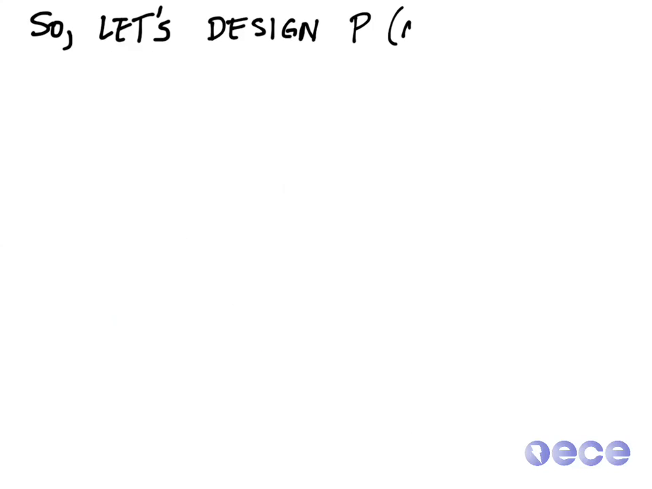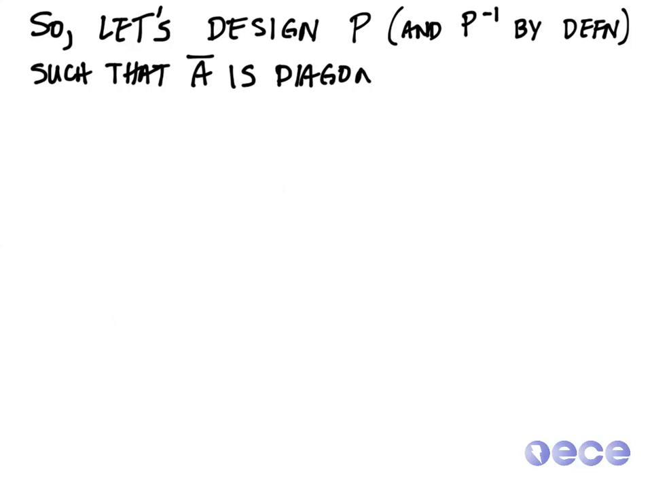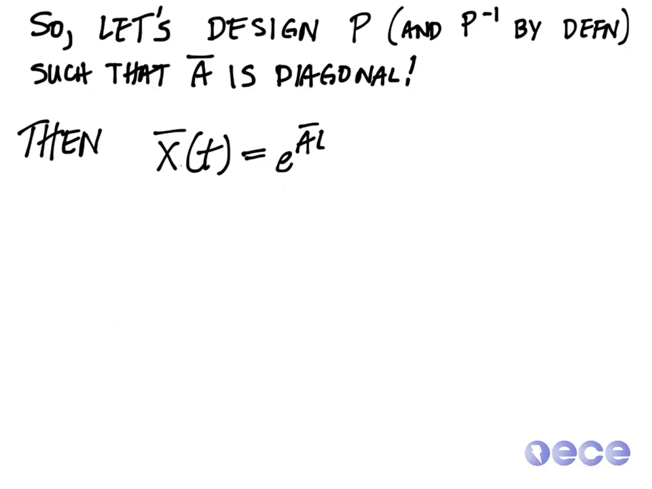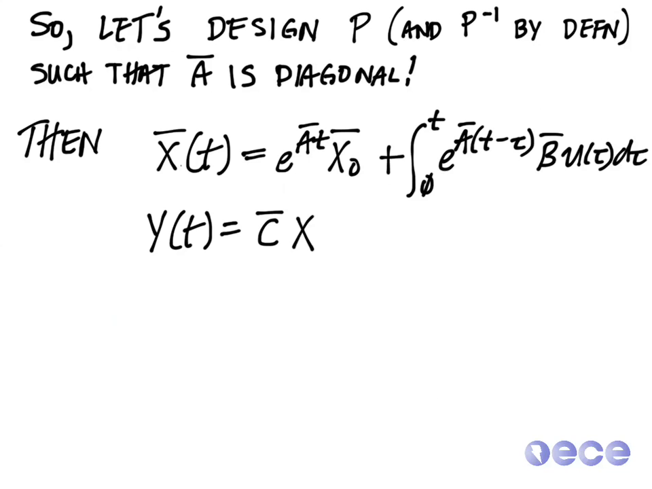Okay, so now that we have the idea of how to get a bar, all we have to do is come up with our magical matrix P, such that a bar is diagonal. So how would we do such a thing? Well, first of all, if we could do this, we would get x bar of t, which is the solution to x bar dot equals a bar x bar plus b bar times u. Then we would be able to calculate x bar of t based on e to the a bar t times x0. And we again would just calculate y of t based on the fact that we had x bar of t and c bar.